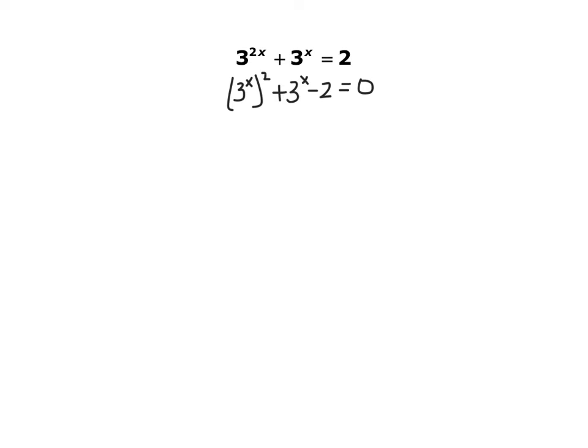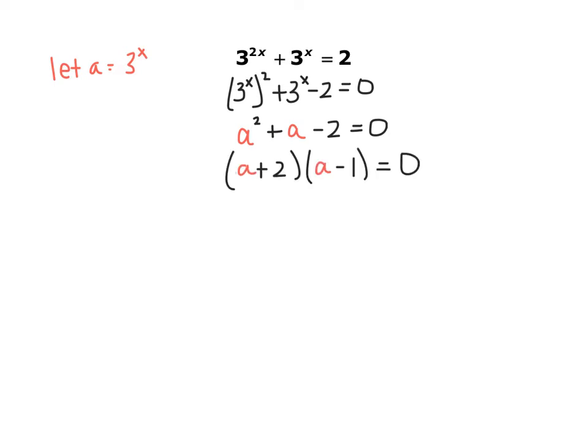Now what I'm going to do is replace this 3 to the x with a different variable. Not x, but something else. So I replace this 3 to the x with an a. Doesn't matter what you pick as long as it's not an x. Every time I saw a 3 to the x, I replaced it with an a. So now I have a squared plus a minus 2 is equal to 0. This is just a quadratic. We know how to solve quadratics, so we're going to just solve it that way. So go ahead and pause the video and factor this.